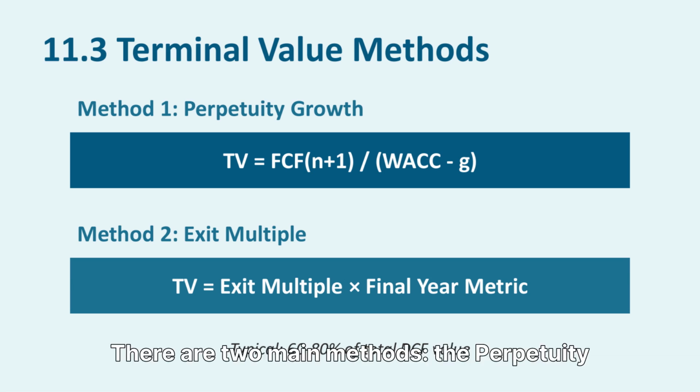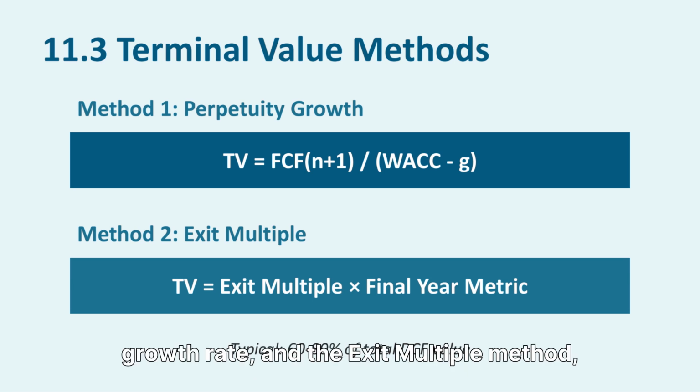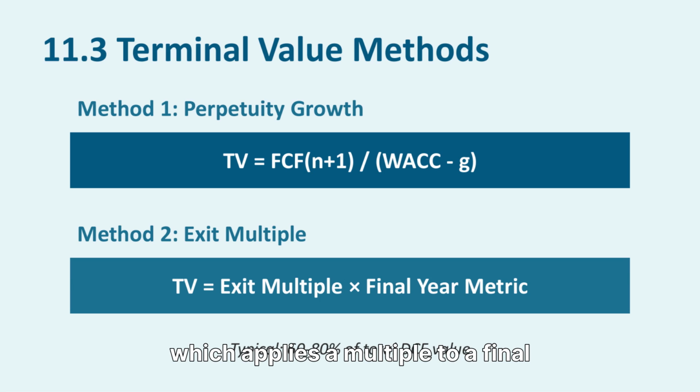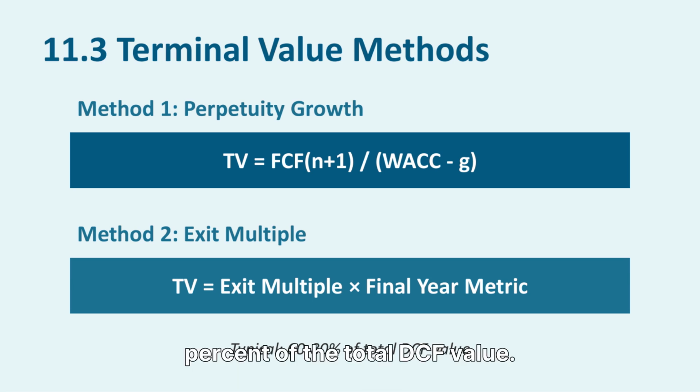There are two main methods: the perpetuity growth method, which assumes a constant long-term growth rate, and the exit multiple method, which applies a multiple to a final year financial metric. Terminal value often represents 60 to 80% of the total DCF value.